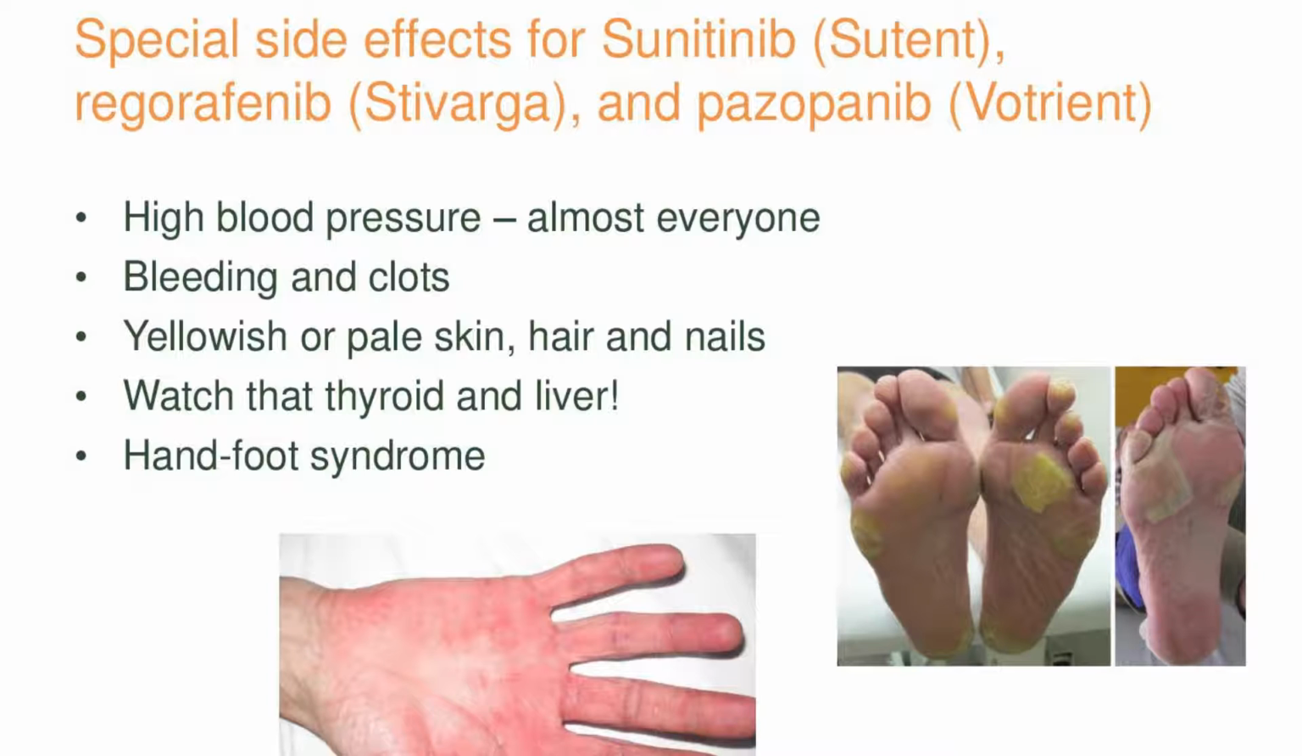Sutent will definitely turn you more yellow, and it may make your skin and hair a little bit lighter. Votrient is notorious for turning your hair ghost white. You'll actually see it in your skin as well, so that's something that we always tell people. Thyroid and liver are under a little bit more stress from these drugs than Gleevec.